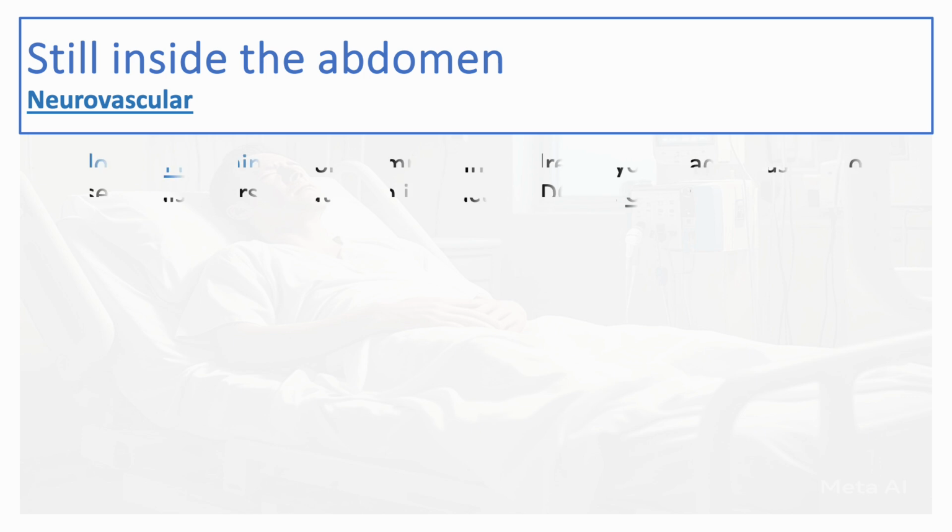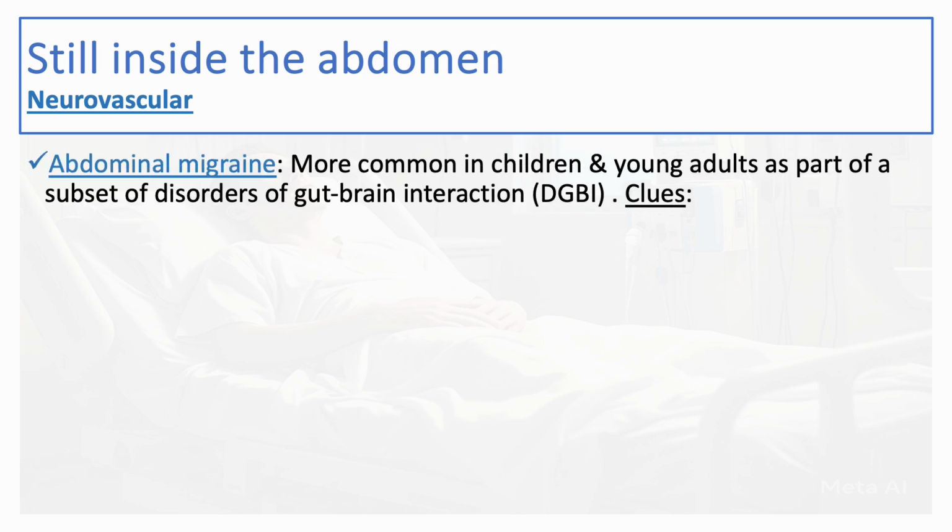The last one I want to talk about is abdominal migraine. It's really considered kind of a neurovascular pathology or disease, but honestly, it's part of the differential diagnosis in a patient with recurrent abdominal pain when you don't really have any other diagnosis, almost a diagnosis of exclusion. It happens more commonly in children and young adults as part of the disorders of gut-brain interaction, DGBI. It's not uncommon, you might see it, but again, you have to think about other more common pathologies before you call it abdominal migraine. Some clues include these patients might have dull midline recurrent abdominal pain.